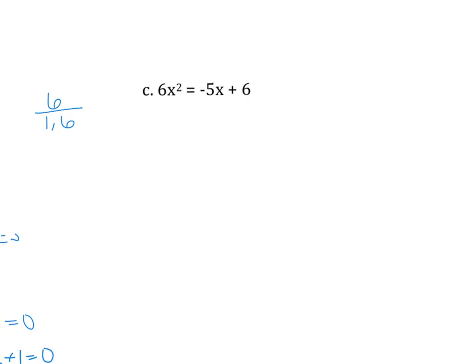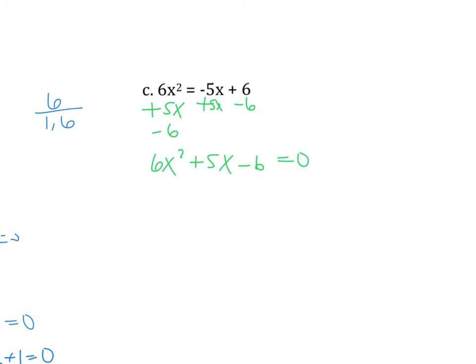We want to start by getting one side equal to 0. And so our 6x squared is positive. So we're going to move everything to that side. And so we end up with 6x squared plus 5x minus 6. We check for a GCF, and there is not one. So we're going to do the M method.